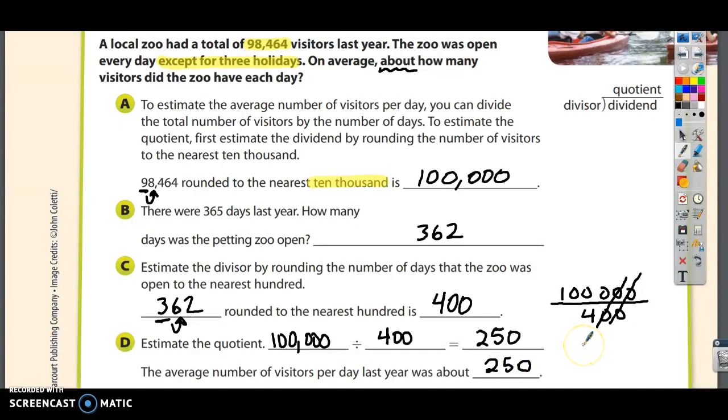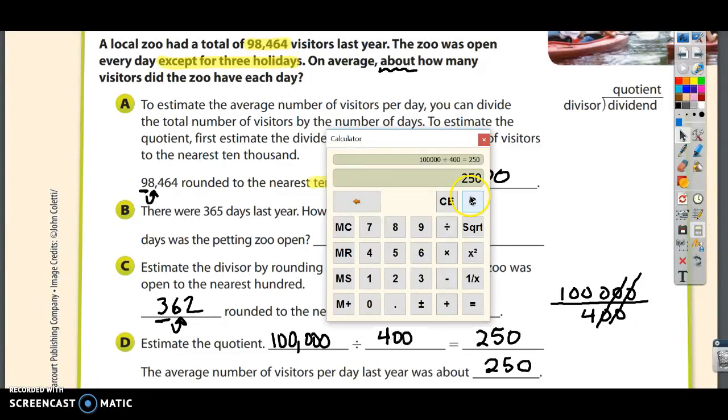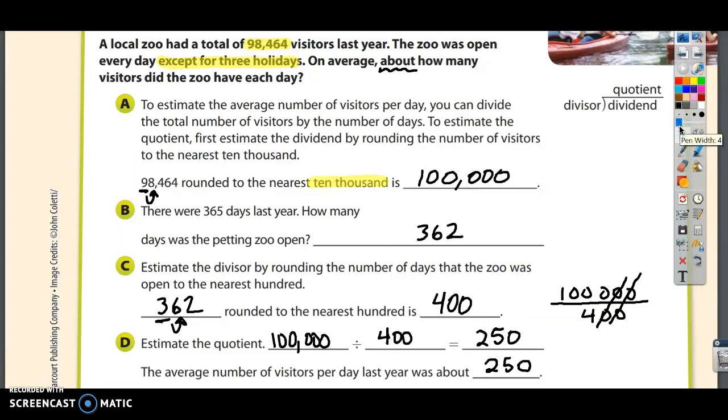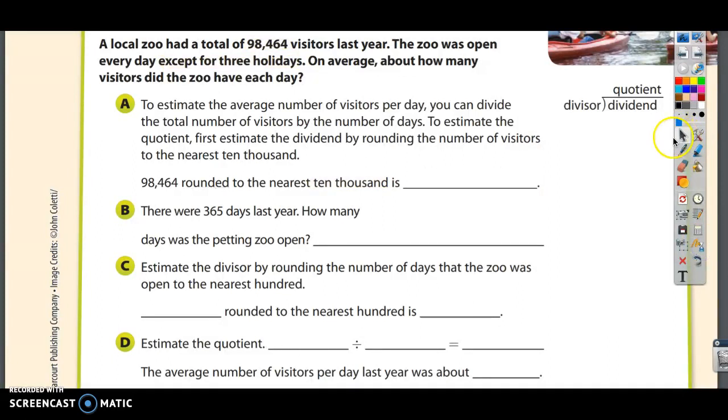Now, if you wanted to know if this were close, you could just go ahead and punch it into a calculator, and I'd be okay with that. If you actually punched in 98,464 divided by 362, all we need to do is get close to about 250. We got 272, and I say that's close enough. About 250 is close enough to 272, so I feel that we did a good job of rounding. Let's go ahead and check out the bottom of the page.